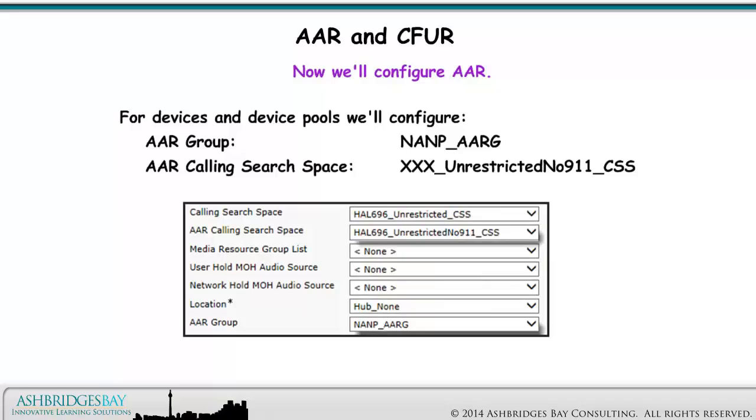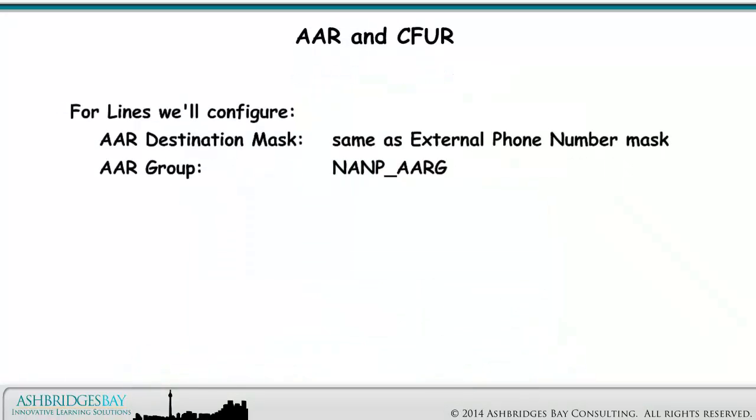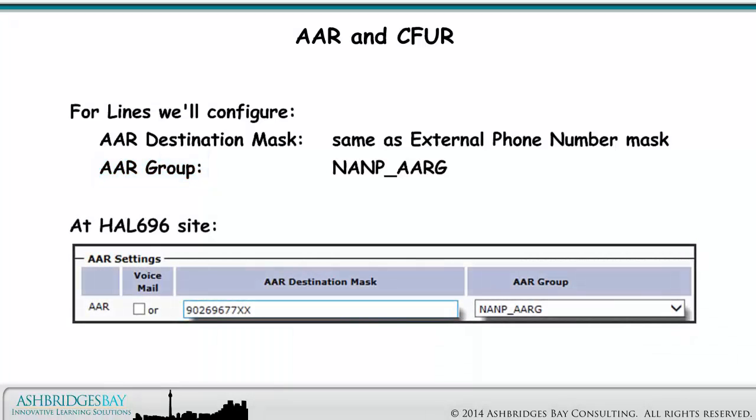Now we'll configure AAR. For devices and device pools, we'll configure AAR group, NANP AARG, and AAR calling search space, XXX unrestricted no 911 calling search space. Note, locations are configured only on device pools. For lines, we'll configure AAR destination mask, the same as the external phone number mask, and AAR group, NANP AARG. For example, at the Halifax 696 site, phones are configured like this.